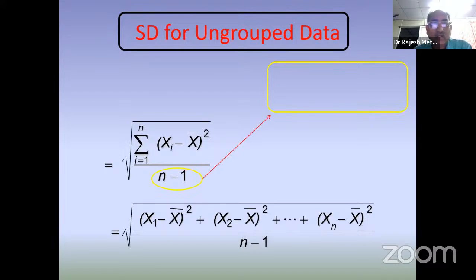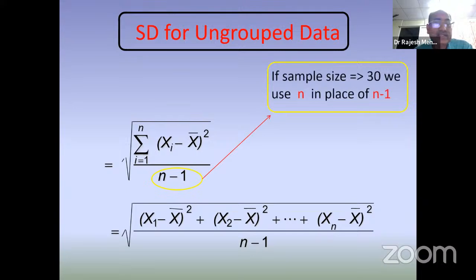Now this method of finding the standard deviation, I am not going into detail because it's so simple. You take the mean versus each observed value, make a square of each difference, make a total and divide by n minus 1. And if the observations are more than 30, you just take n rather than n minus 1.